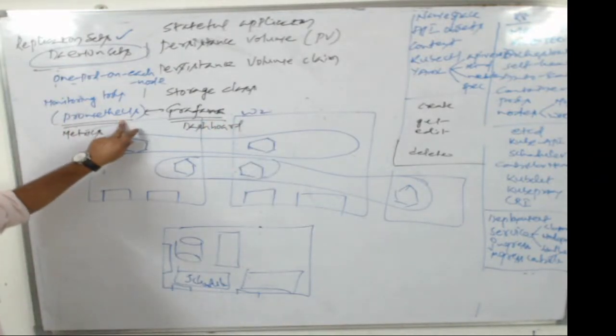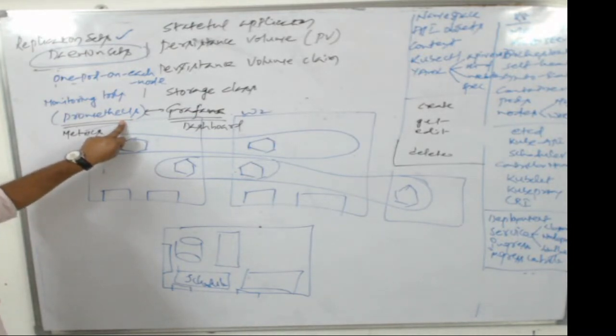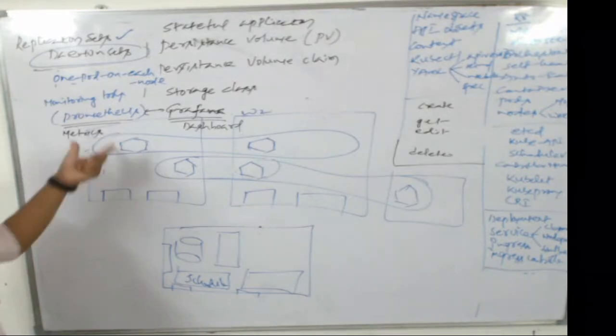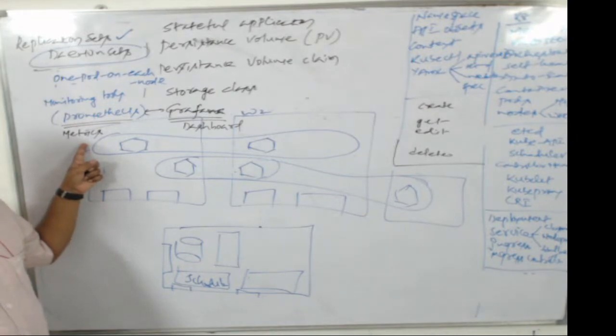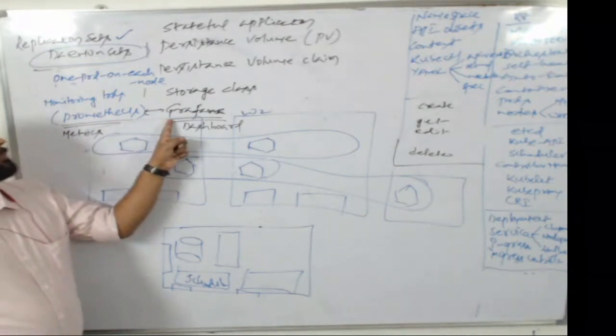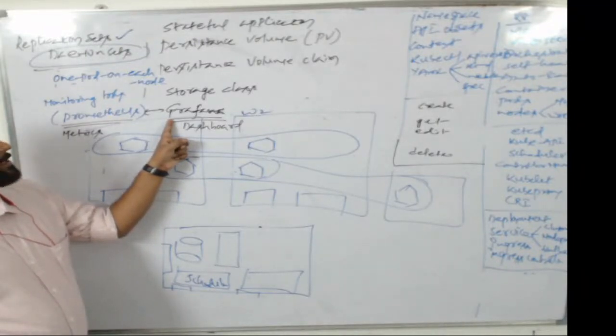Prometheus itself has a dashboard, but it's not really powerful. It's not really user friendly. So everybody installs Prometheus to collect the metrics, and whatever metrics it is collecting can be seen or visible usually on a Grafana dashboard.